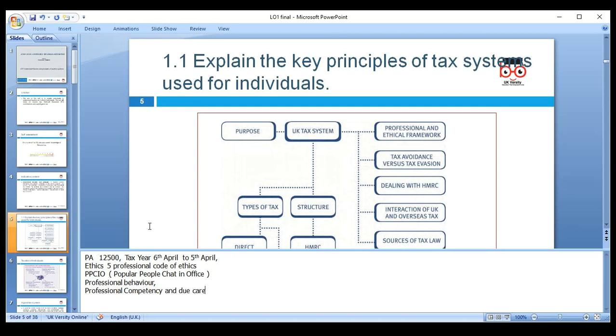Competence and due care. Anyone know what is meant by this? Always we need up-to-date knowledge. Always we have to do CPD. Do you know CPD? Okay, it's continuous professional development. Normally we do 35 hours a year. Okay, that's one week.